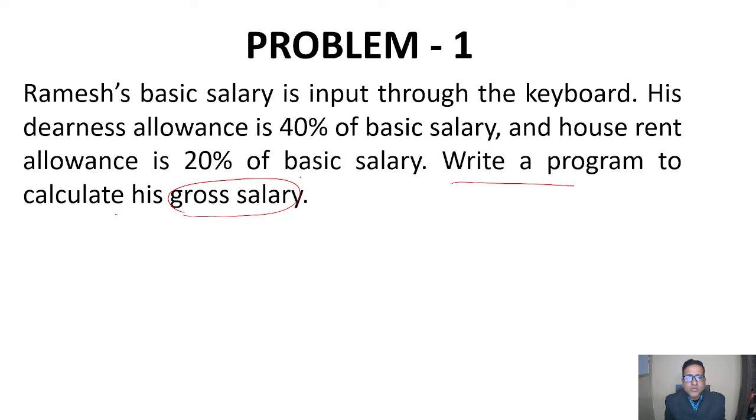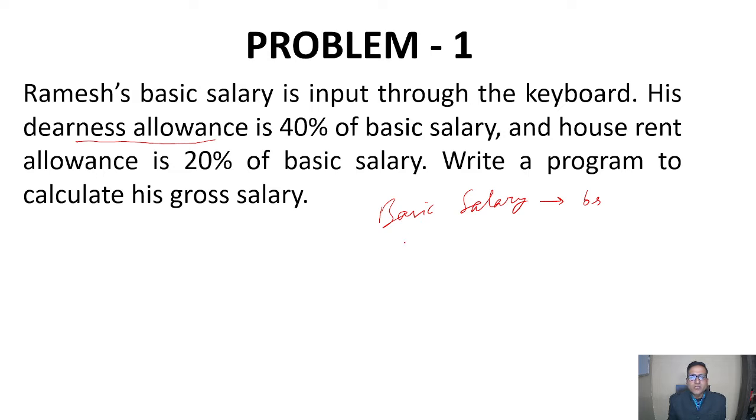So firstly we should understand the mathematics used in this problem. Firstly we have to enter the basic salary. So we will take one variable as the basic salary, and we can take it in a short form of BS. Next we need the variable dearness allowance. So we can take it as DA. And third one is HRA for the house rent allowance.